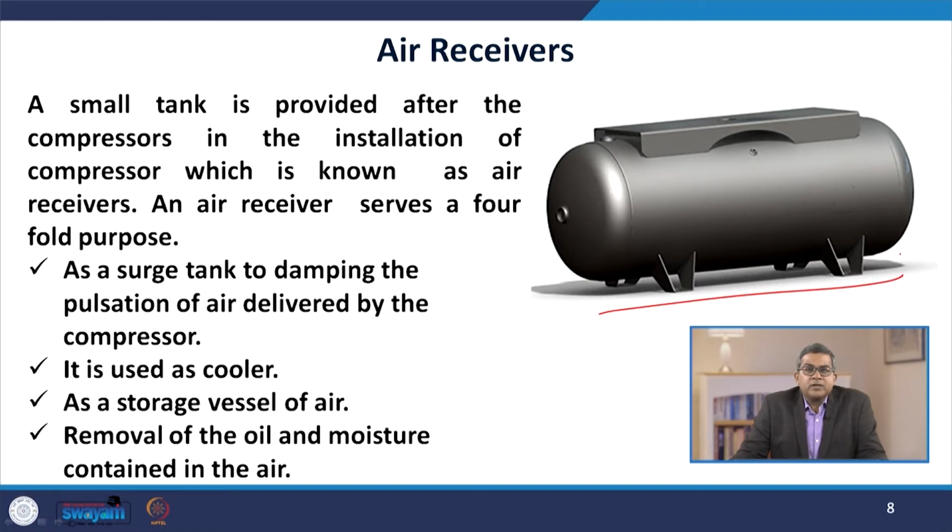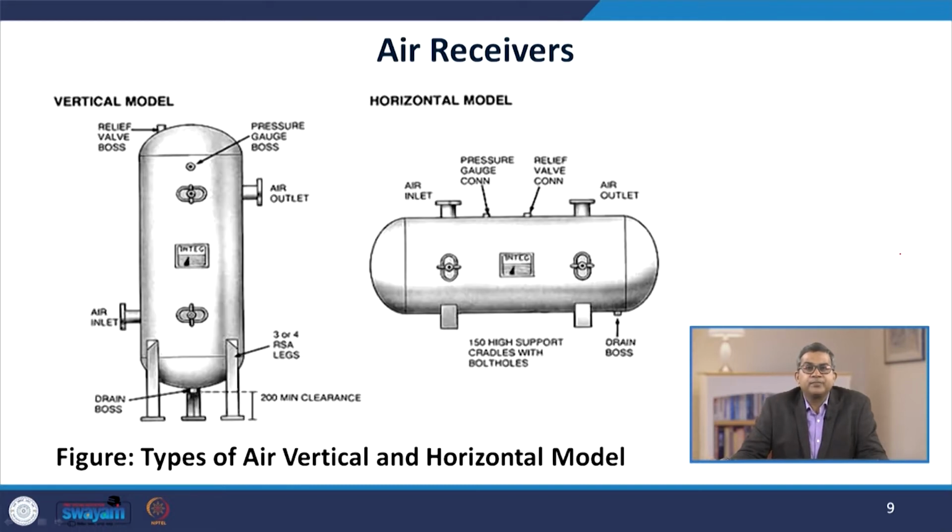An air receiver serves a fourfold purpose: as a surge tank to dampen the pulsation of air delivered by the compressor. It is used as a cooler because after compression the temperature of the air may go up. It can be used as a storage vessel of air. It can be used for the removal of oil and moisture contained in the air.